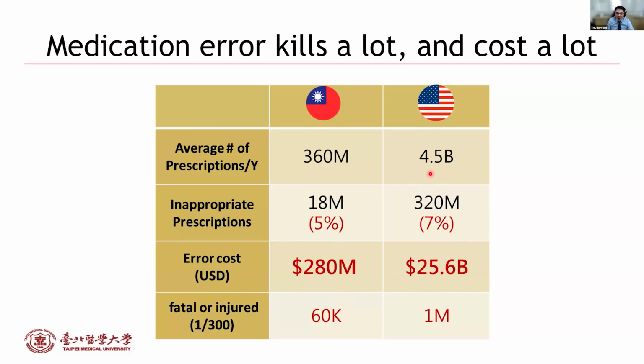In America, they have 4.5 billion prescriptions. So you can see the error cost is also 25.6 billion. So it's very much worse.